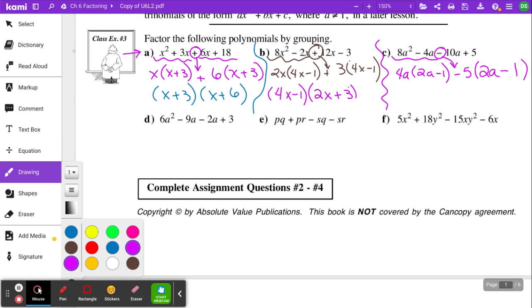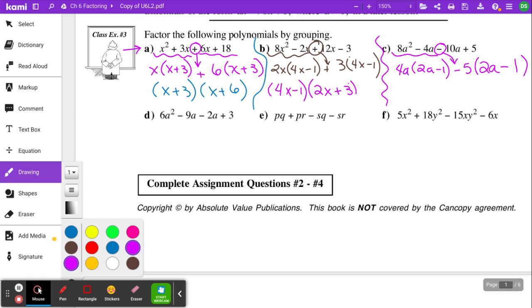Okay, what about, let me see. Here, let's go to F. Okay, last one, and I'll let you go to work. Okay, you look at the 5 and the 18, you say, I have nothing in common. You look at the 15 and the 6, and you say, well, I do over there, but I don't in the beginning. So here's something you can do.